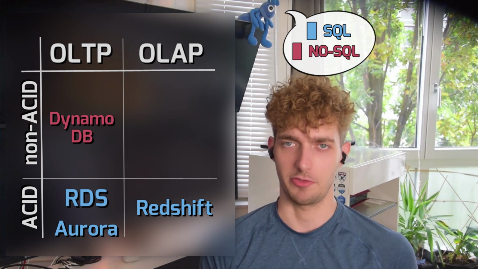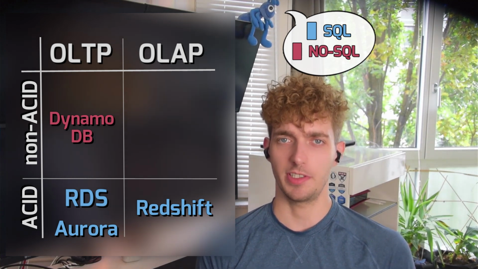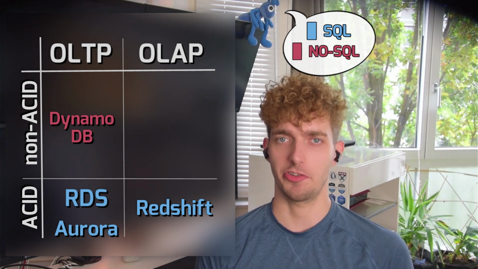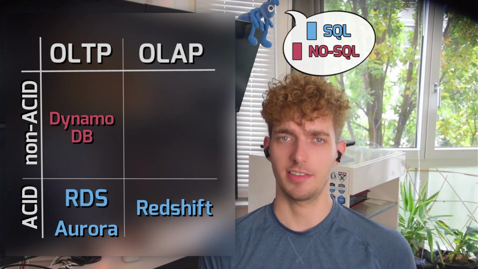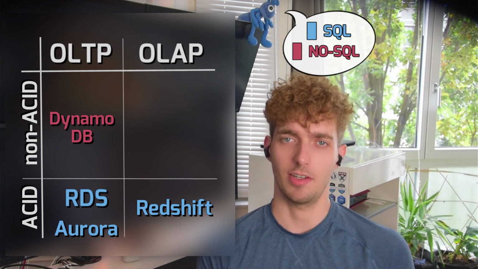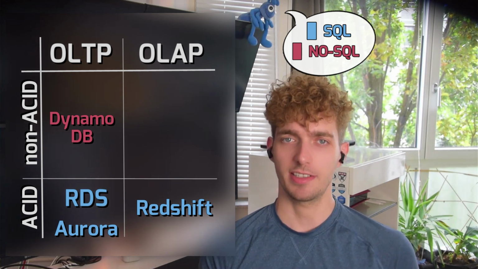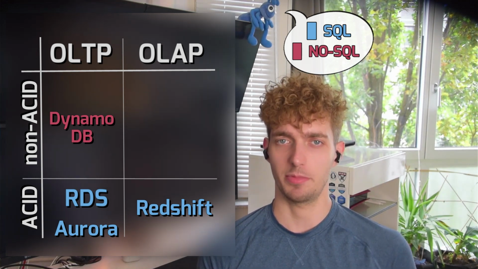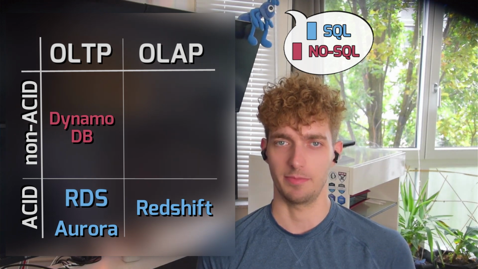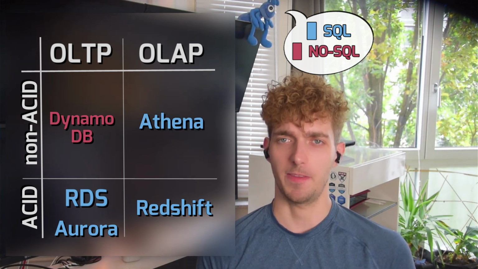Next, we have Redshift. Redshift is more of a niche database that is used in larger corporations. Nonetheless, it is important to know for the Cloud Practitioner certification. It is an ACID OLAP database, meaning it is great when you need to do statistical processing on large amounts of data. And lastly, we have Athena.